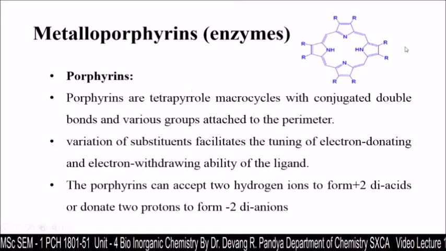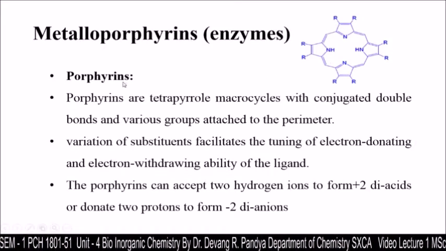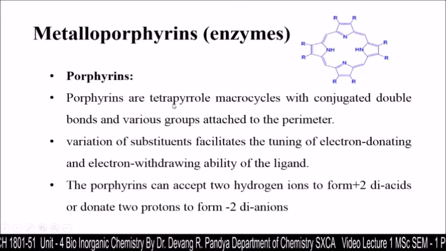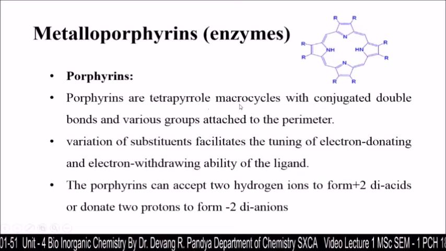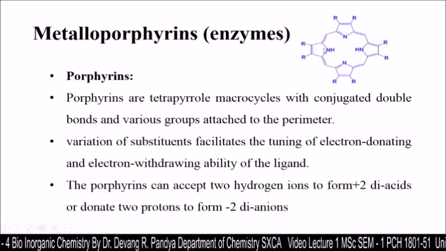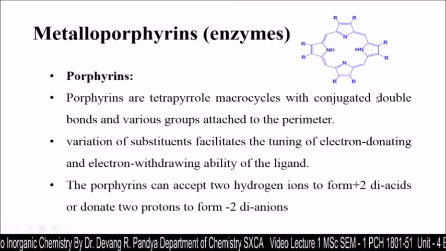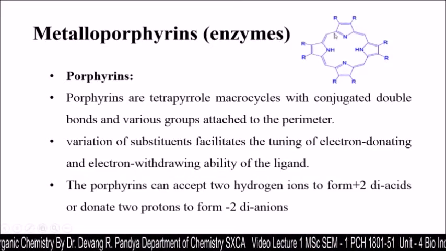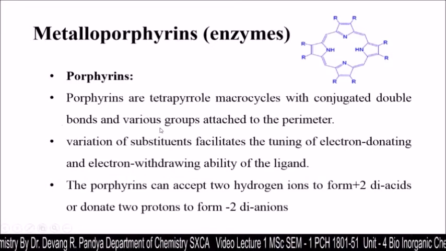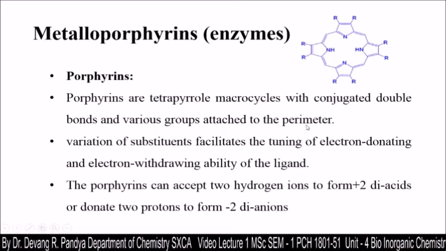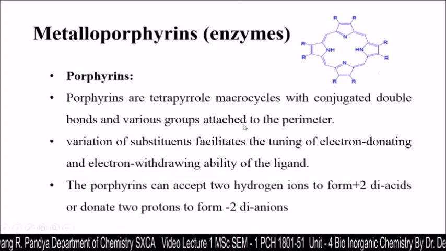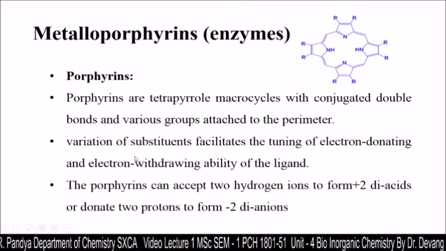Metalloporphyrin enzymes, this is the structure. What is a porphyrin ring? Porphyrins are tetrapyrrole macrocycles, 1, 2, 3 and 4, tetrapyrrole macrocycles with a conjugated double bond system, one double bond after the other, and various groups attached to the perimeter, 1, 2, 3, 4, 5, 6, 7, 8, various groups attached to this perimeter.